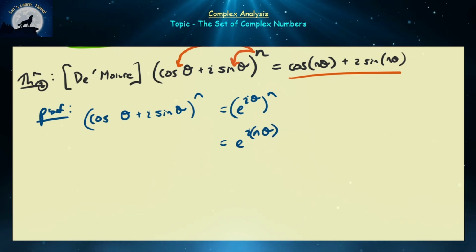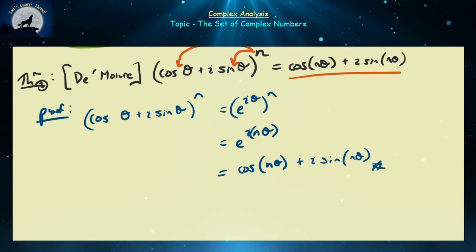Now, nθ is just the argument of a new complex number, and that new complex number by the Euler-Cotes identity will just be equal to cos(nθ) + i sin(nθ), which is indeed the de Moivre theorem for complex numbers.